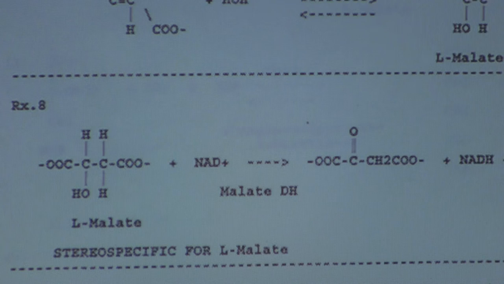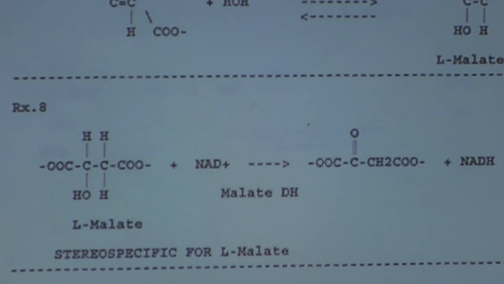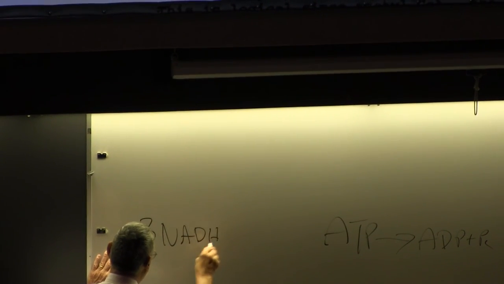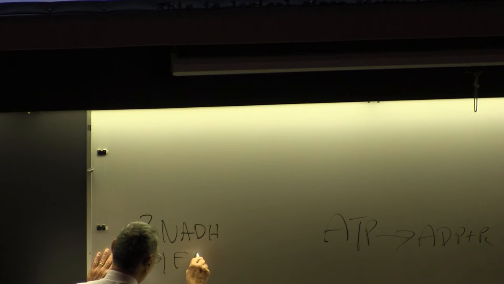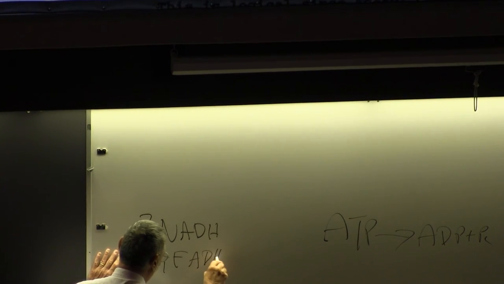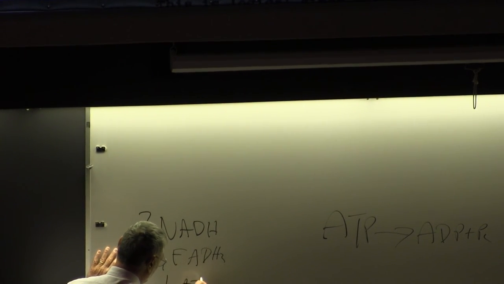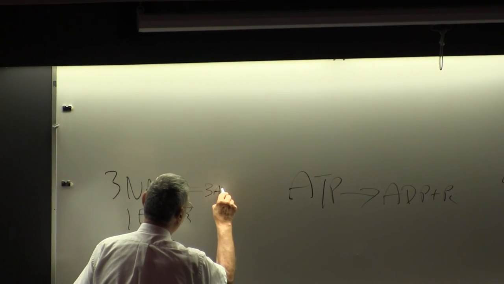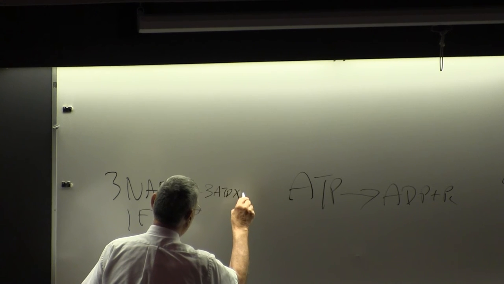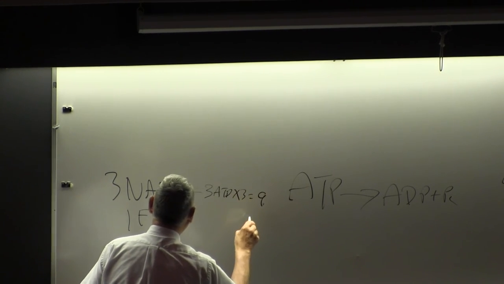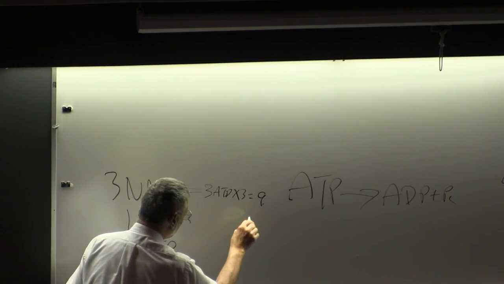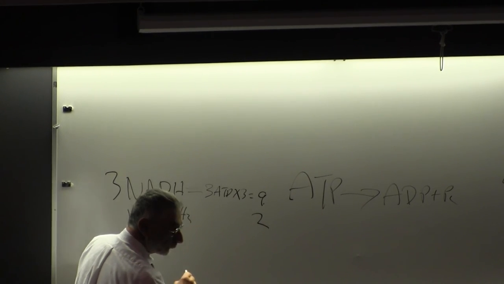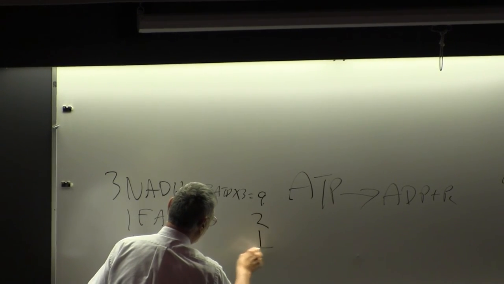So there are 3 NADHs, right? We have 1 FADH2. And we have 1 ATP from substrate level phosphorylation. Each NADH is worth 3 ATPs. That's times 3. You get 9 there. Each FADH2 is worth 2. And 1 ATP at the substrate level is 1. That's 12.